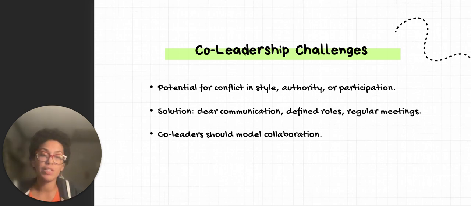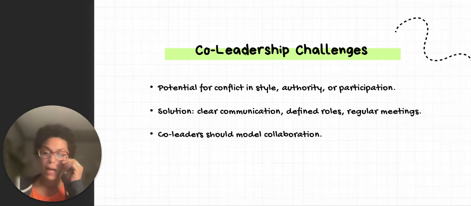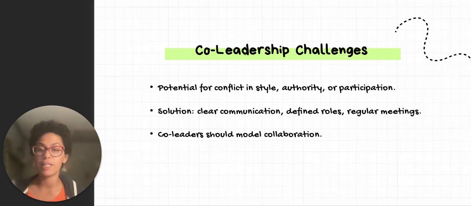So to manage co-leaders effectively, it is important for leaders to communicate openly with each other, establishing clear roles, and collaborate on decisions regarding the group's direction. And this can be done by having regular meetings to discuss the group's progress and any challenges that arise, and can ensure that both leaders are on the same page. It's also crucial for co-leaders to model respect and collaboration and flexibility for the group itself.